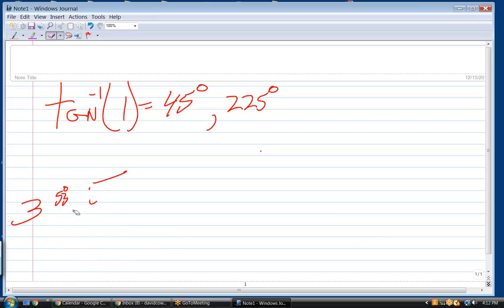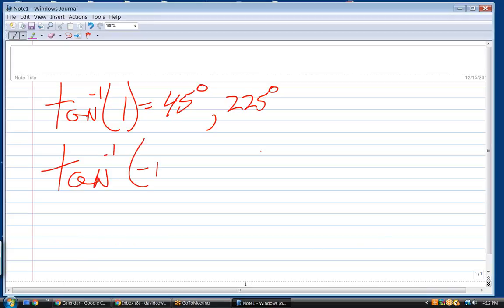If I had the inverse tangent of negative 1, it's going to give me the fourth quadrant answer. And it's going to give it to me as a negative. Go ahead and put in inverse tangent of negative 1. Should give you minus 45 degrees.